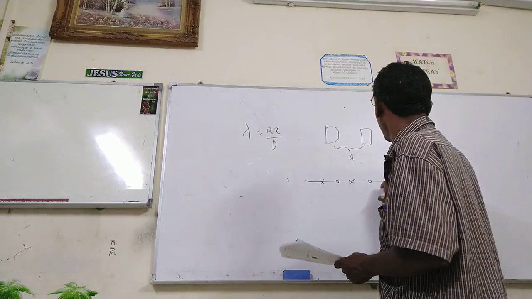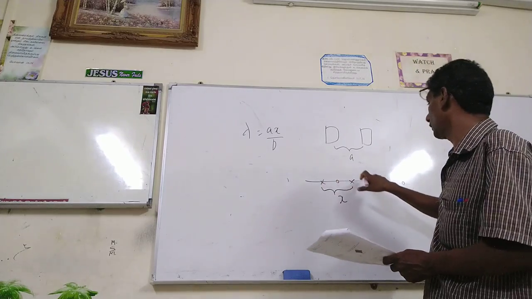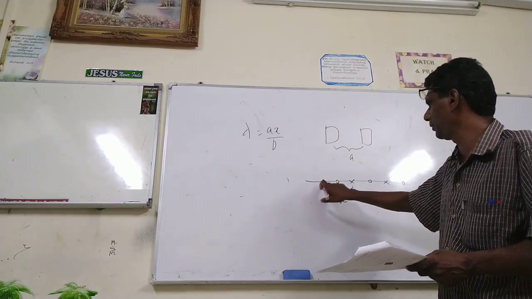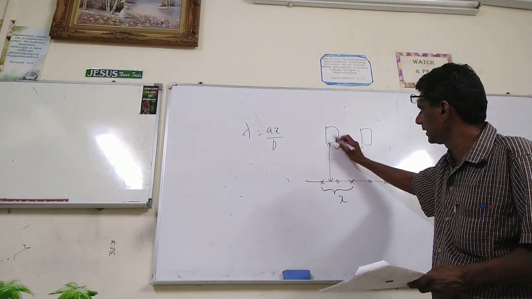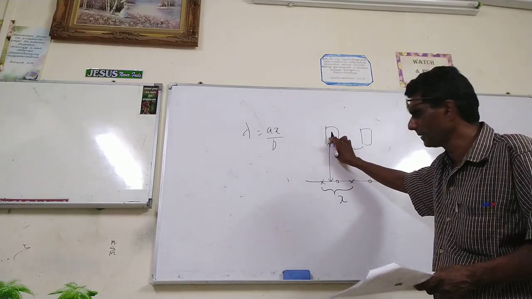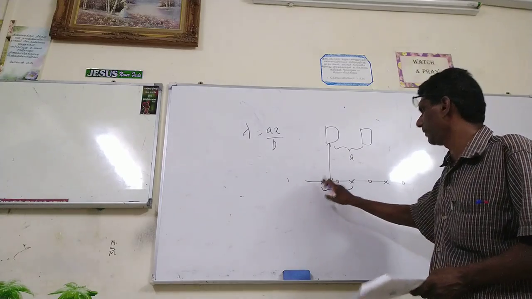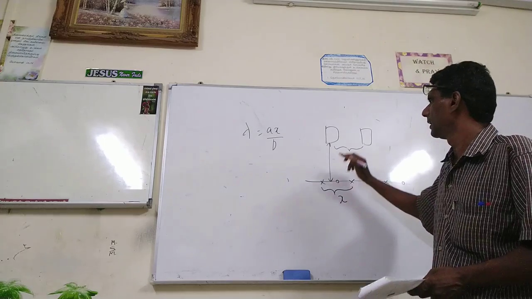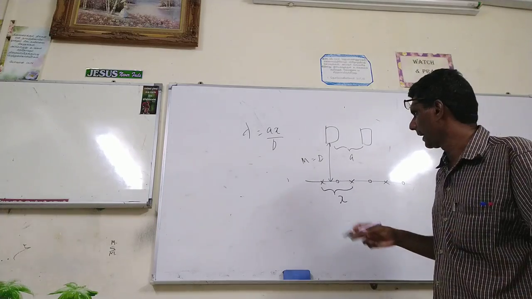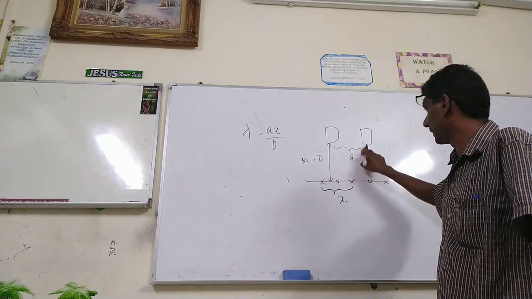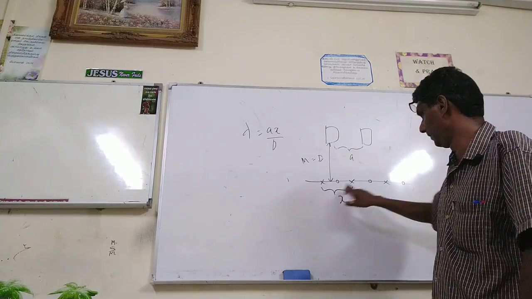soft sound. So the distance between two loud sounds is X. We take mostly the distance between two loud sounds, X. And the distance between the loudspeaker and where we hear the loud sound and soft sound, this distance is called D. But here we call it M. So a is the distance between two loudspeakers, D is M for this question, and X is the distance between two loud sounds.